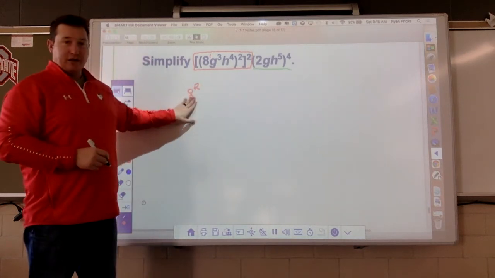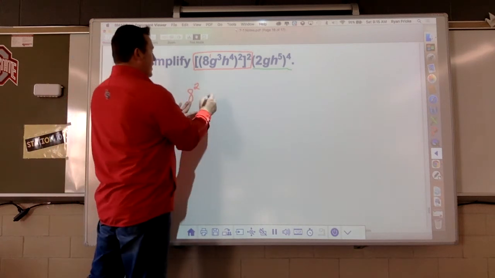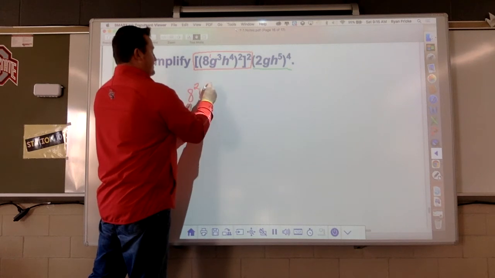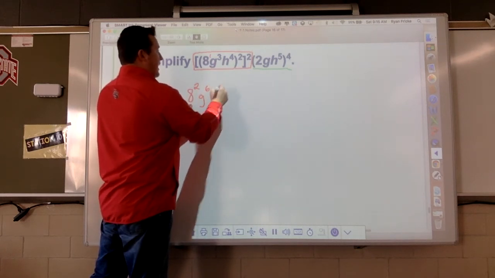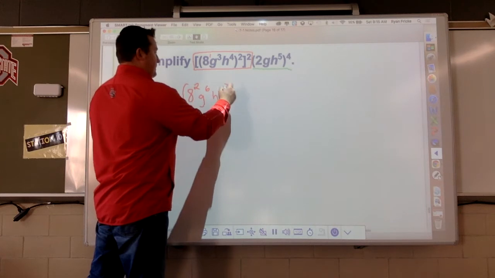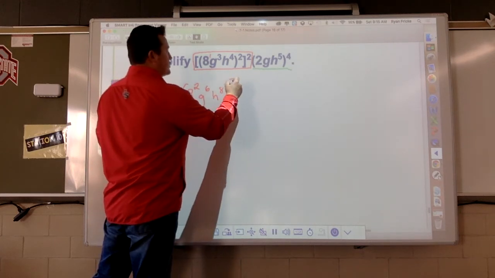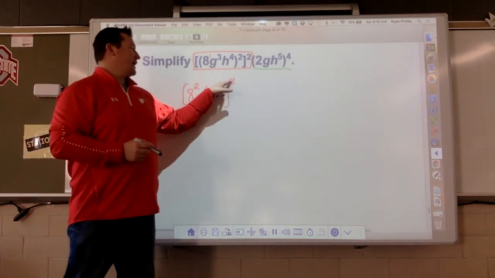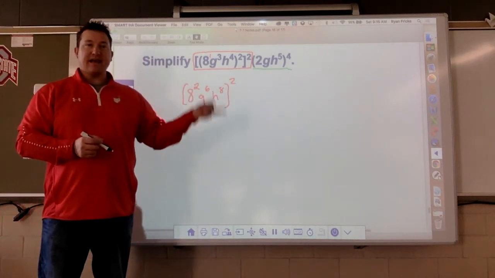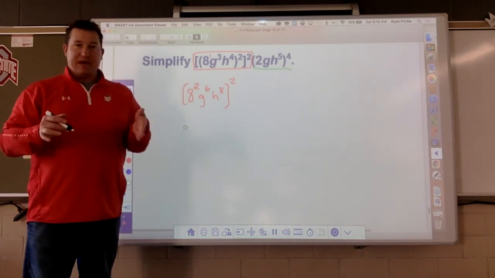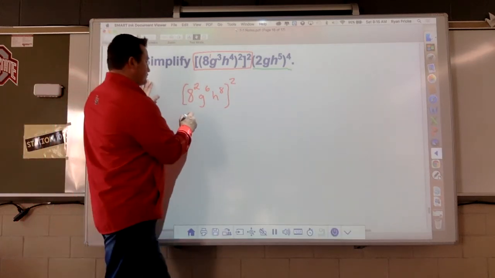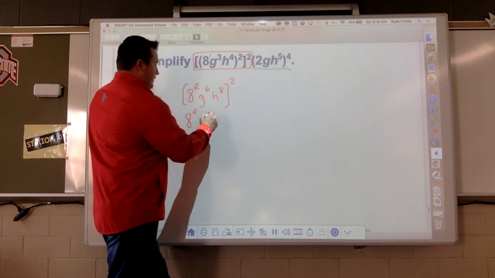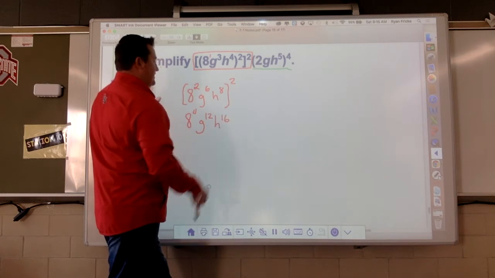And I'm going to leave this alone for now, okay? I'm not going to turn this into 64 yet. g to the 6th, h to the 8th, okay? And you can keep the brackets or you can turn them back into parentheses. I really don't care. Now I need to raise all of these to the second power. So again, keep the base. Let's multiply by 2. So 8 to the 4th, g to the 12th, h to the 16th.